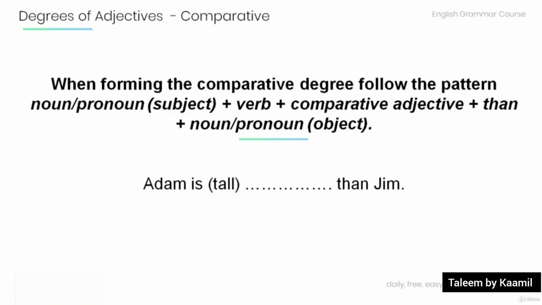Now let's review and practice a bit. Remember that when forming the comparative degree, follow the pattern, noun or pronoun, subject of the sentence, plus verb, plus comparative adjective, plus than, plus noun or pronoun as the object of the sentence. Now read the following sentence and provide the comparative form of the adjective in the bracket. Adam is tall than Jim. Adam is taller than Jim.